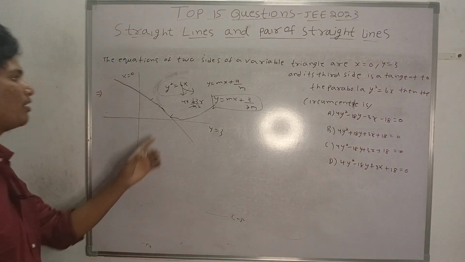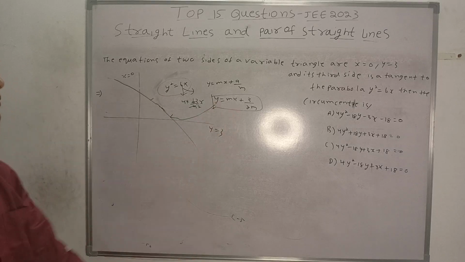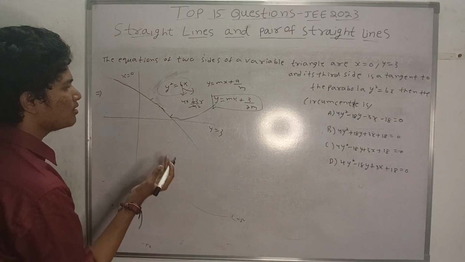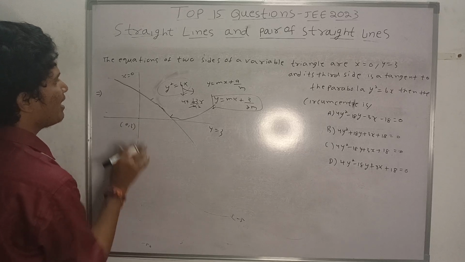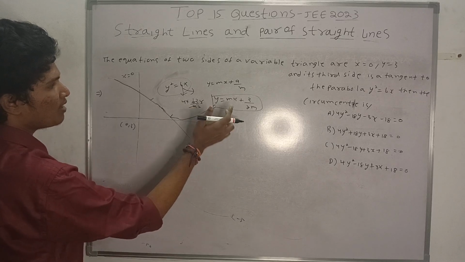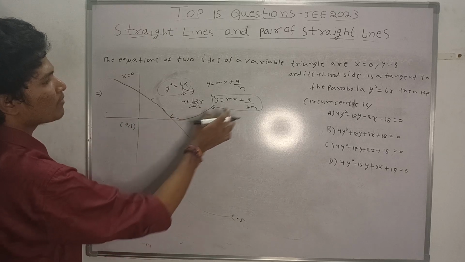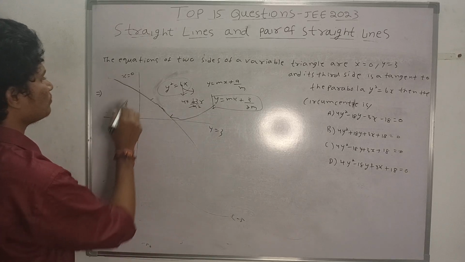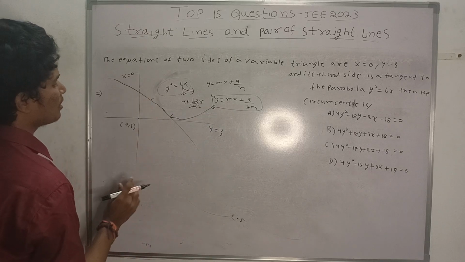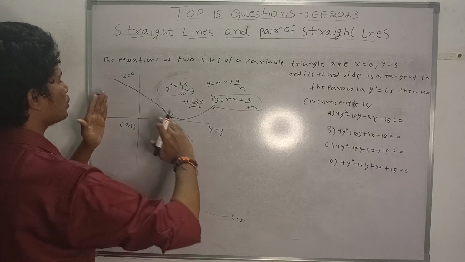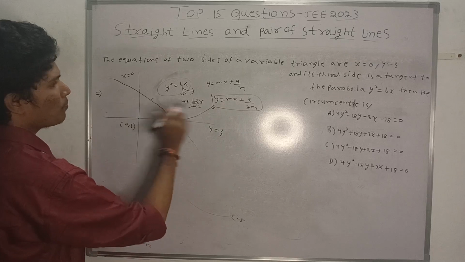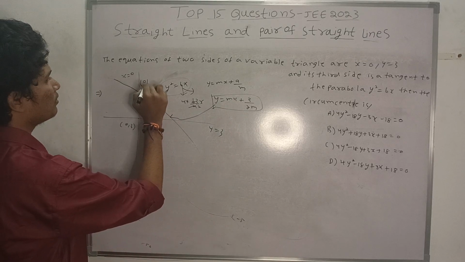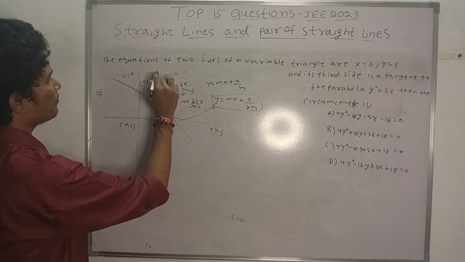The equation of this line is y equal to mx plus 3 by 2m. Now we have to find the solution, that is here (0, 3), there is an intersection point. When x equal to 0, what is y here? When x equal to 0, we are solving these two equations.